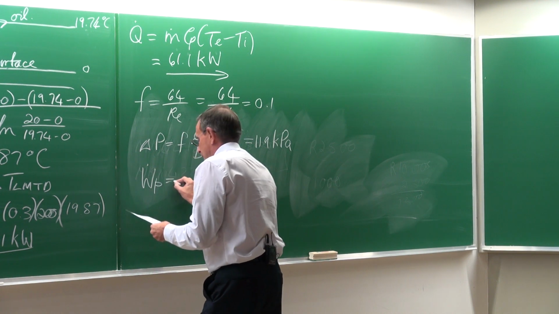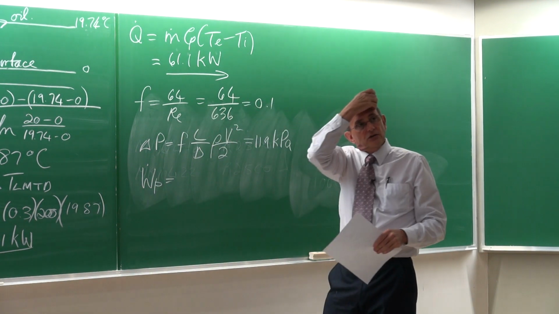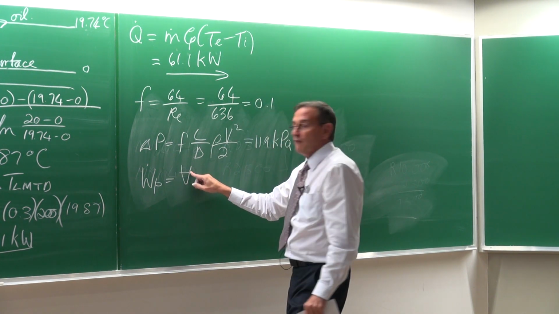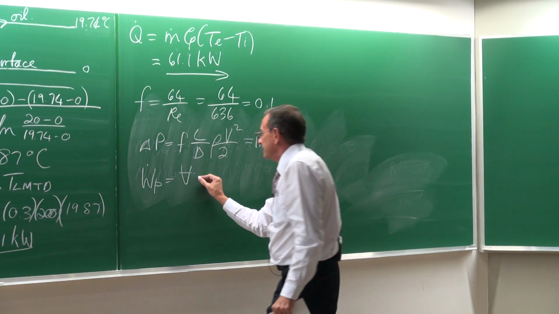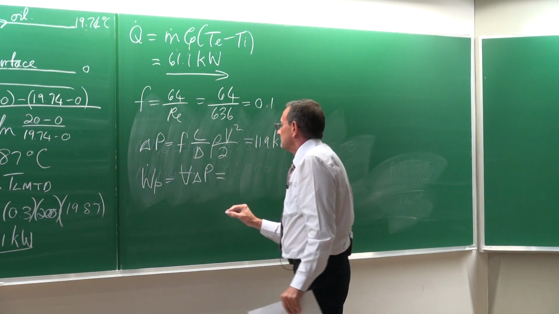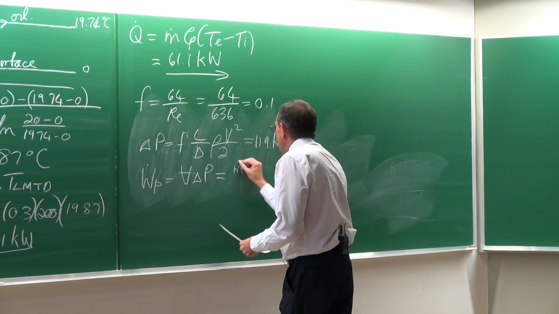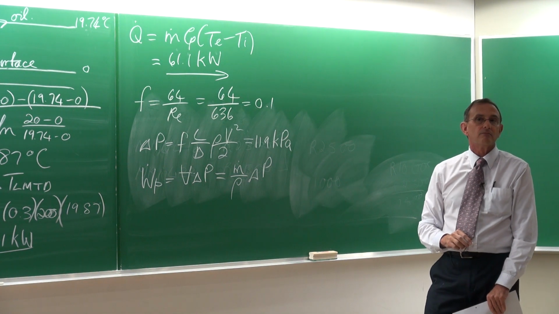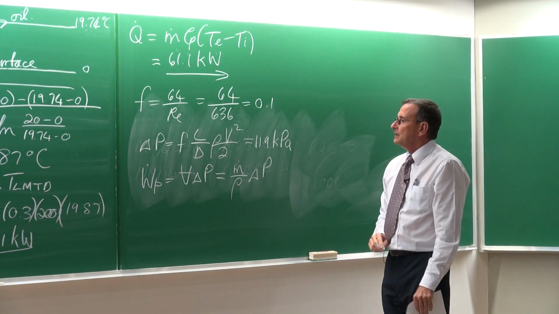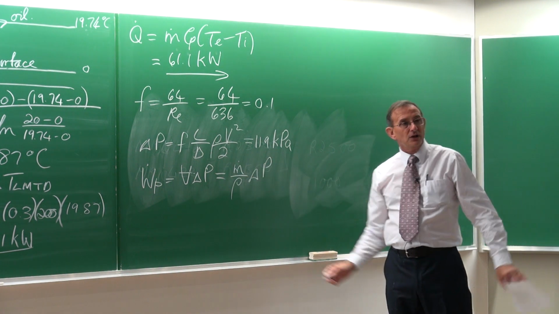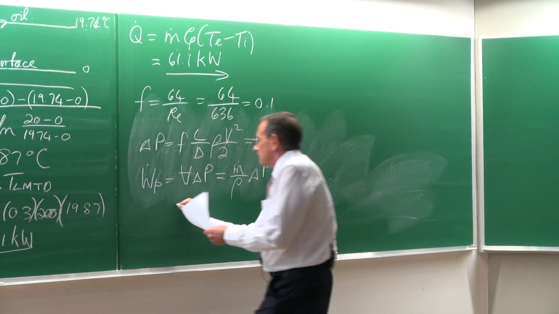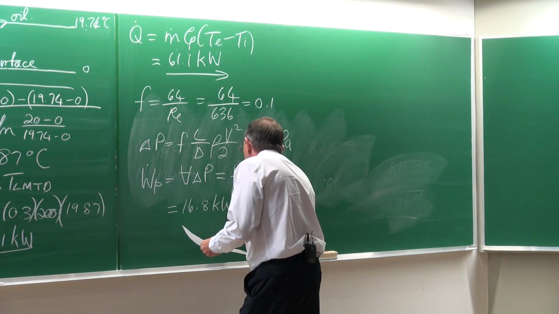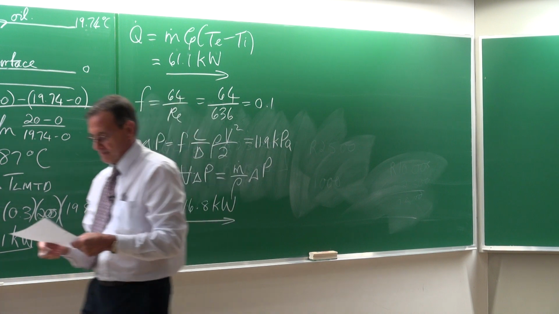The work of the pump, I don't know which terminology you've used in fluid mechanics, but it is the volume flow rate multiplied by delta P, or it is equal to the mass flow rate divided by the density multiplied by delta P. You can use whichever one you prefer, and if you do the substitution, it's going to be 16.8 kilowatts.